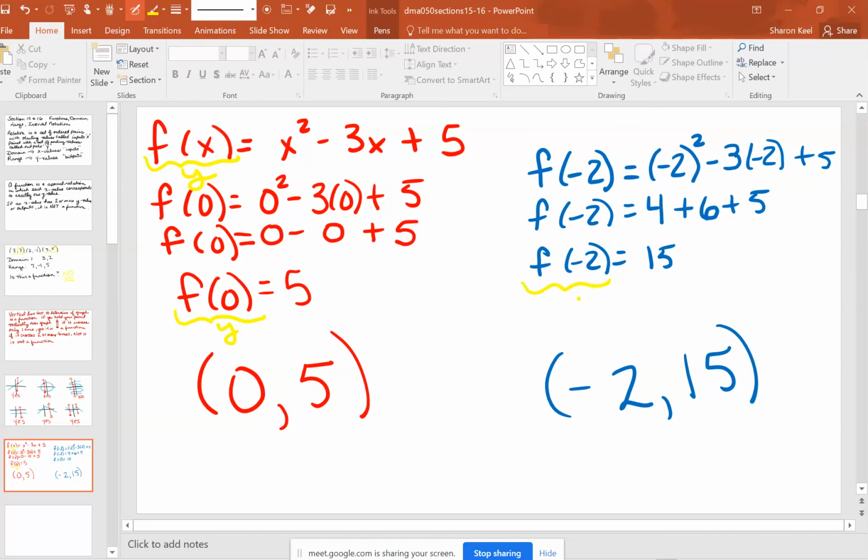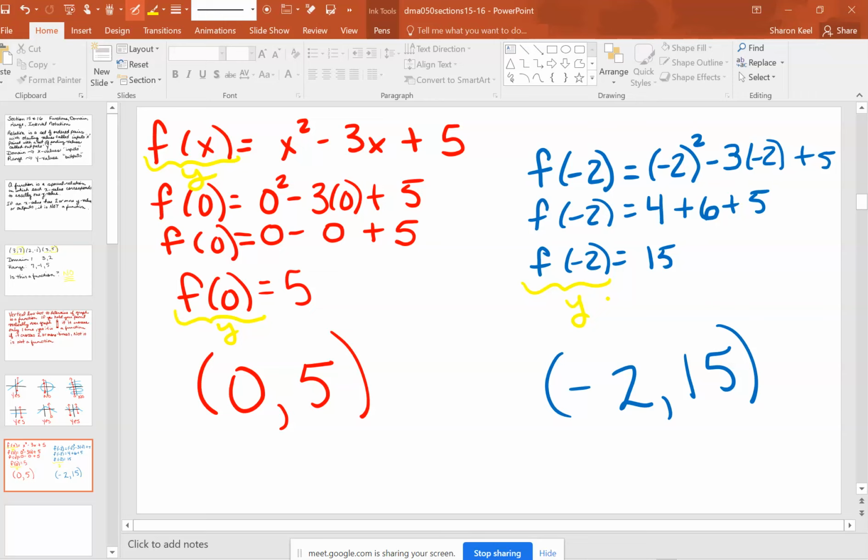Because remember, this means y equals. So y is equal to 15. So you may have situations where you're going to be asked to plug in a value for x to solve and then get a solution for y.